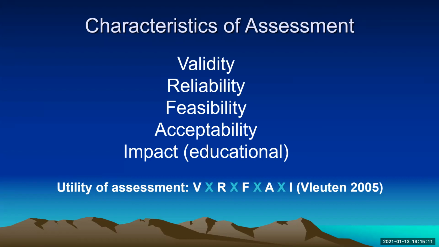Now, all these characteristics combine to form what we call the utility of assessment. And one important point to note here is that utility of assessment is a product of all these characteristics. It is not a sum of all these characteristics. It means that if any of the characteristics is zero, then the utility of the assessment method will be zero.